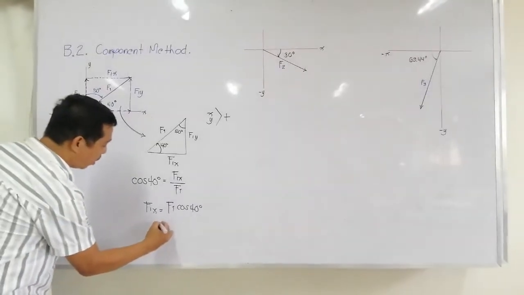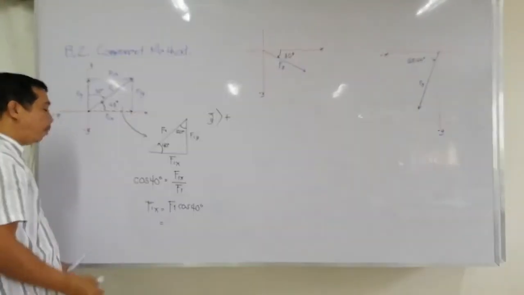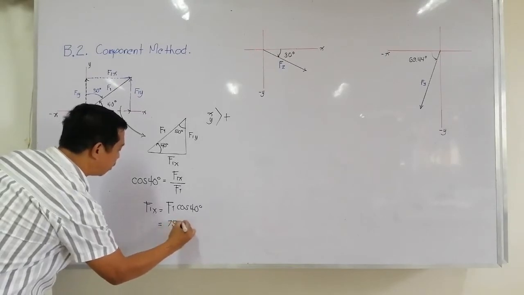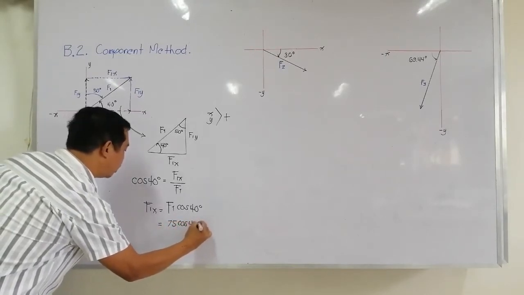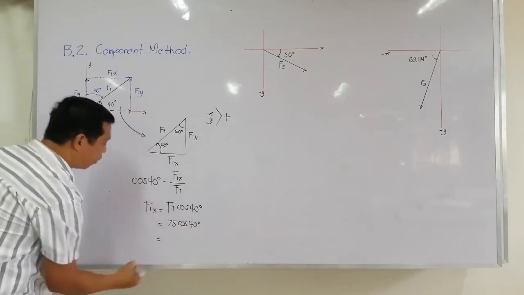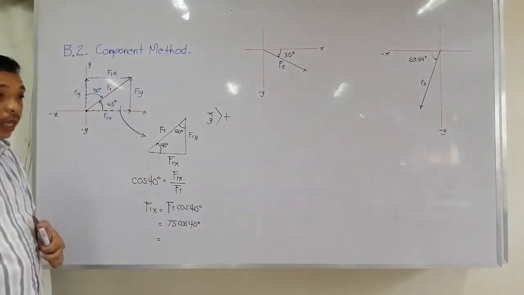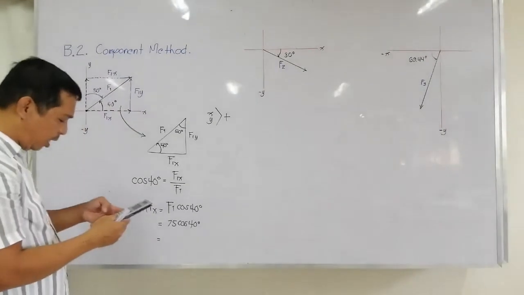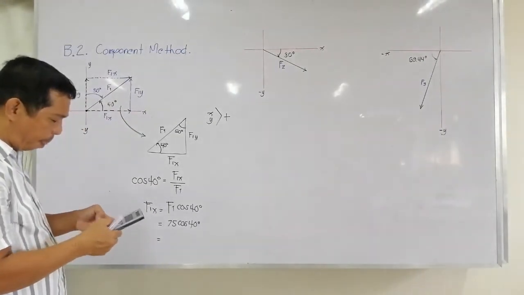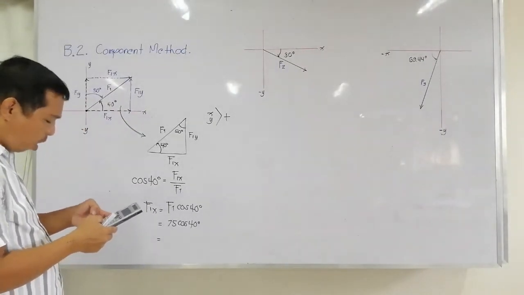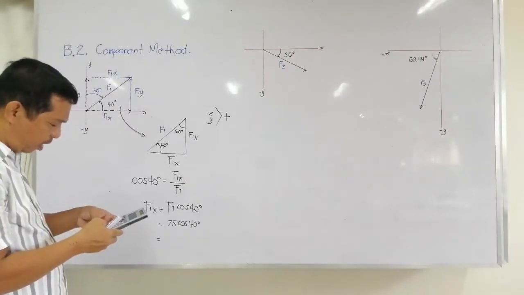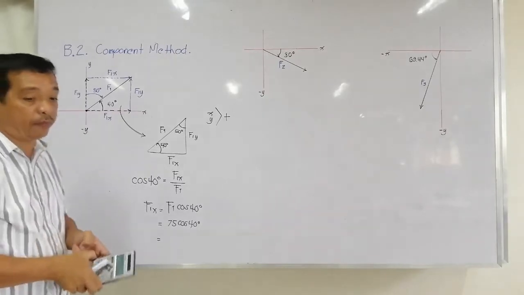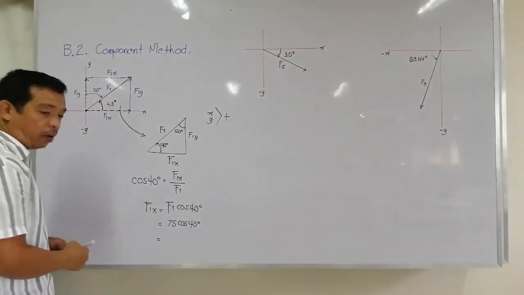Kapag kinompute mo, F1, which is 75 kips multiplied by cosine of 40 degrees, you will be able to compute for the value of the x component of F1. And that would have to be 75 cosine of 40, 57.45. So, two decimal places muna ako.